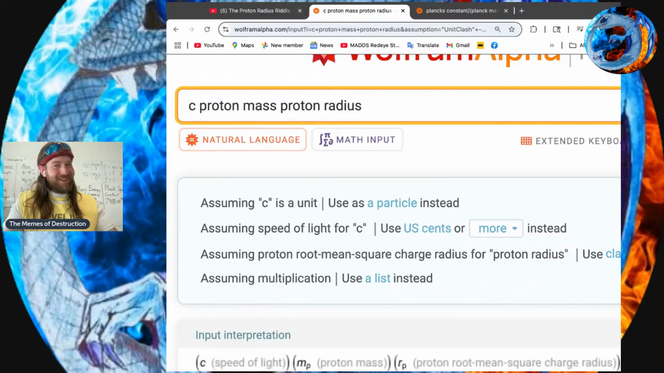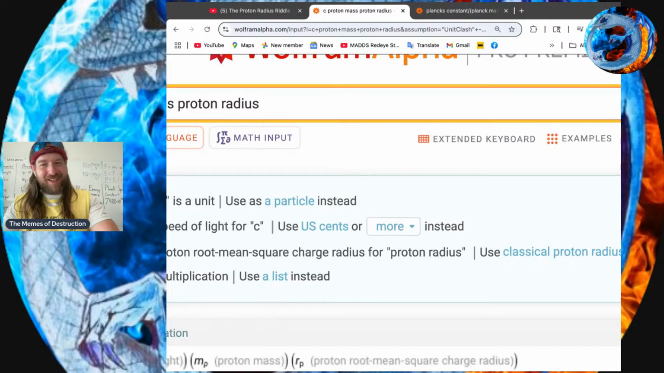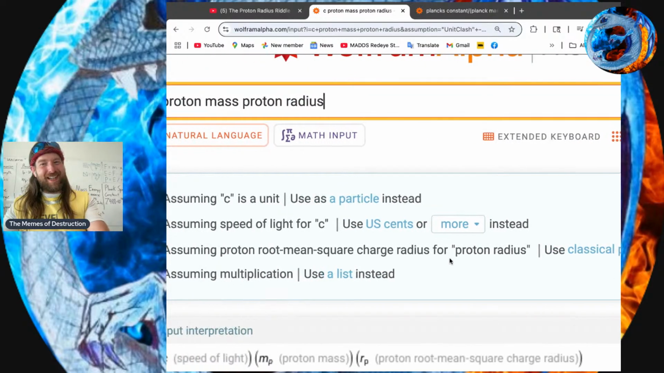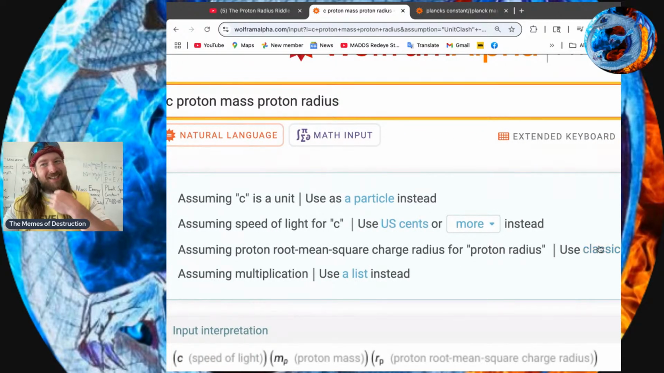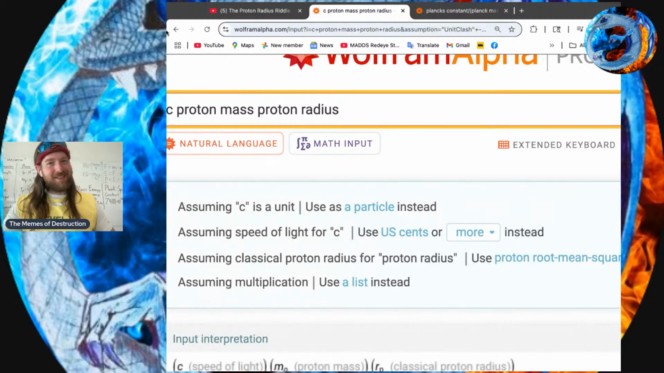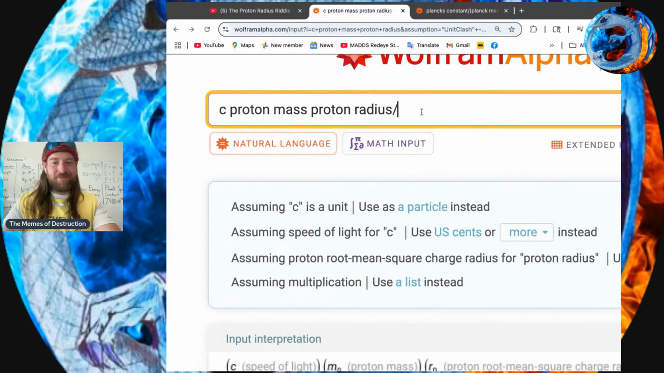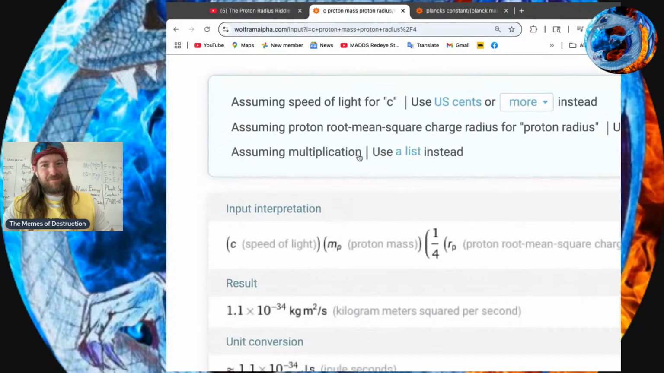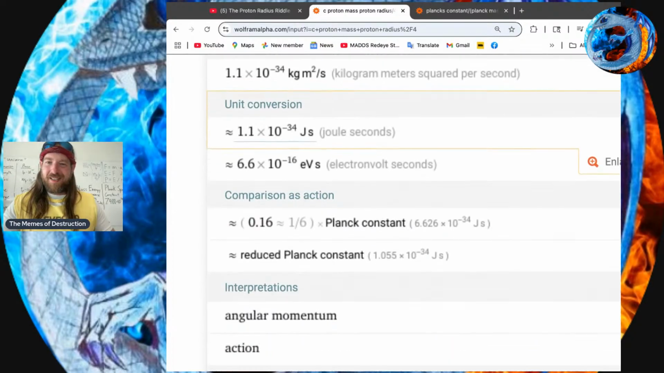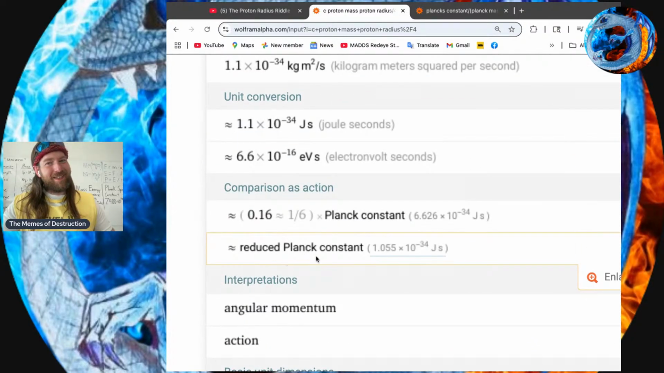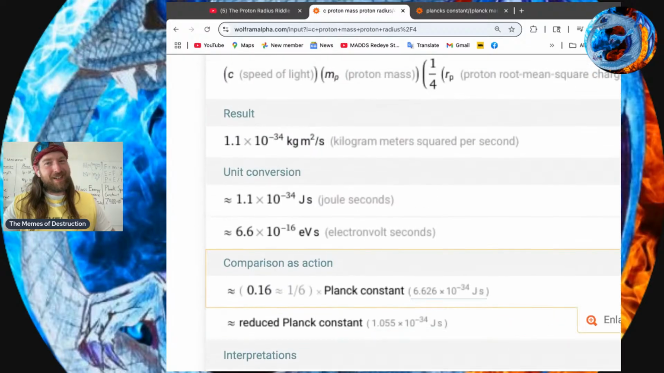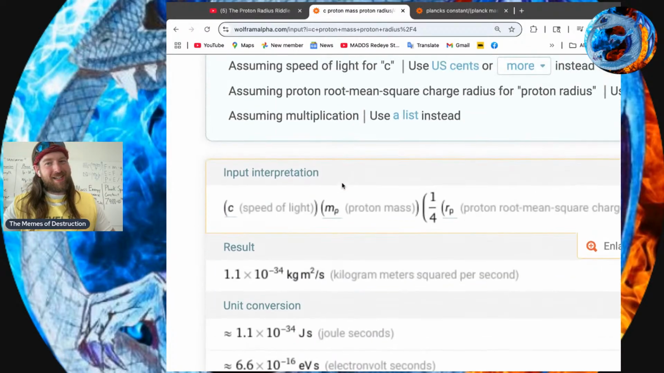Okay, see, we're learning. People just even asking questions is huge. So, okay, what did I do wrong here? I feel like I did something wrong because this was different. Oh, we're using the root mean charge radius. Okay, so that's an answer to that. So we could actually just divide this whole thing by 4. Okay, so it's approximately giving us Planck's reduced constant. So we got about the same accuracy there.